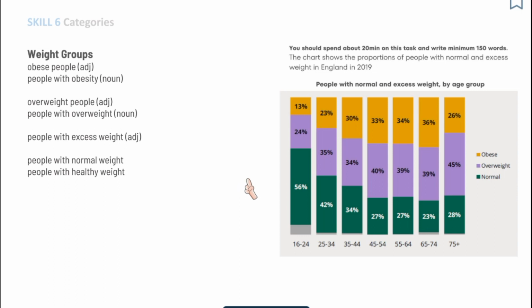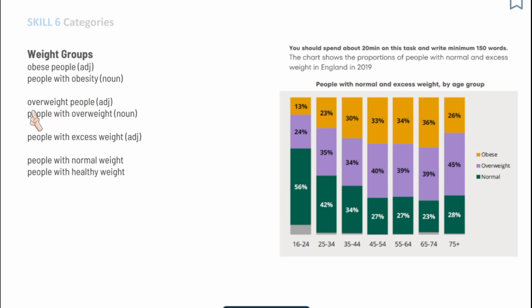This graph is also describing weight groups. So as long as we're talking about categories and groups, let's also talk about these kind of groups. So when we talk about weight groups, we can talk about obese people. Obese means like very big people, meaning that they have a lot of extra weight. So obese is an adjective here. Obesity is a noun, and we can say people with obesity. Obesity is actually a disease, and it significantly decreases the quality of life.